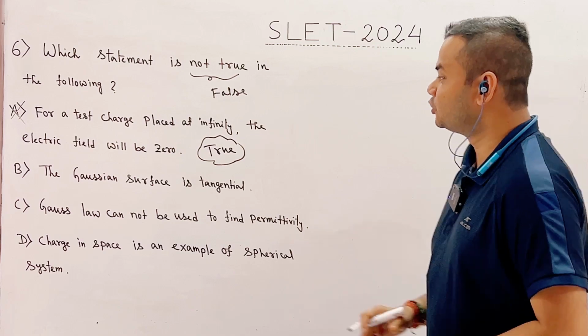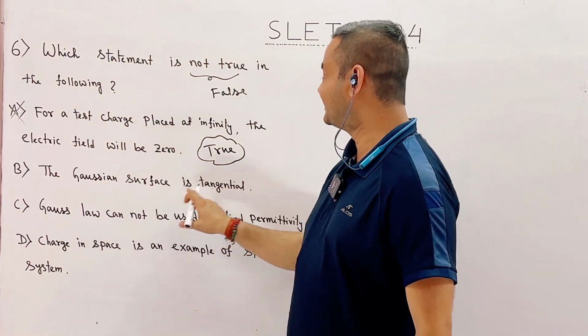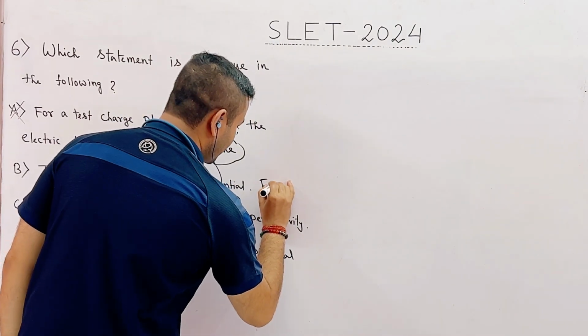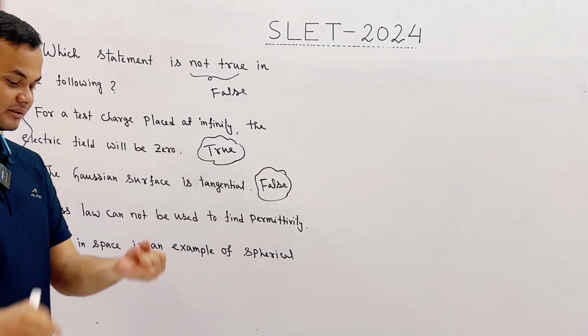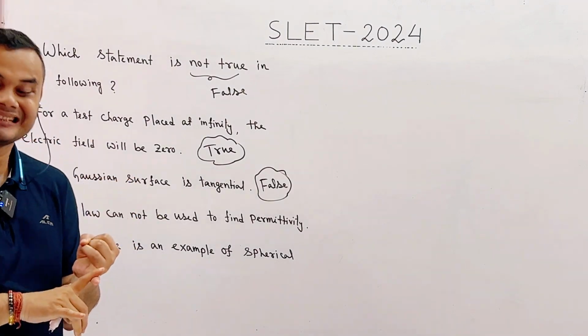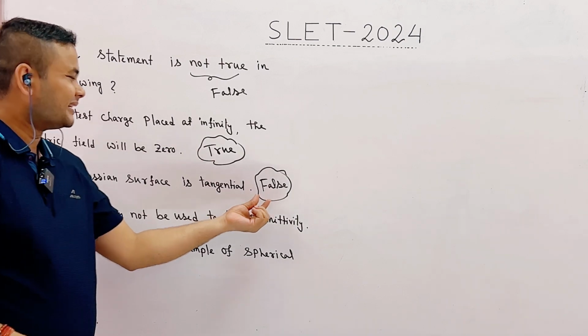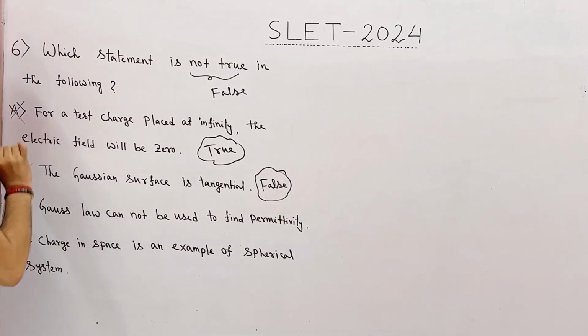Now let us move to option B. According to option B, the Gaussian surface is tangential. This is false statement because we know that in general the Gaussian surface is spherical, cylindrical or planar in shape. Since option B is the false statement, so therefore option B is the correct answer.